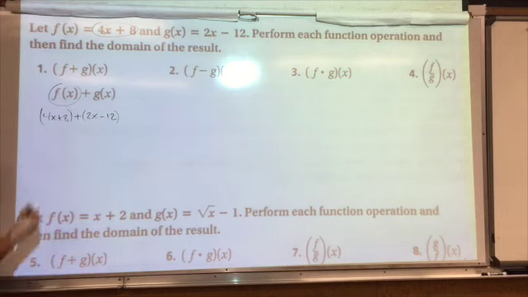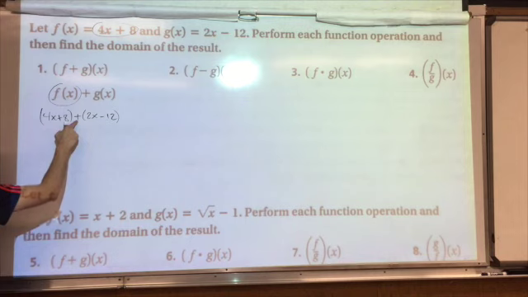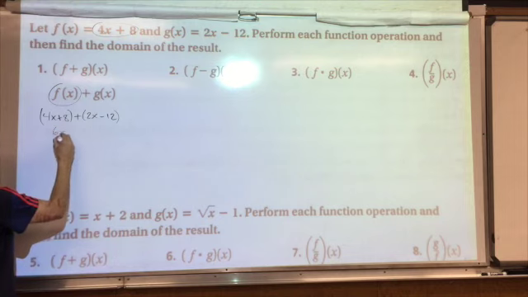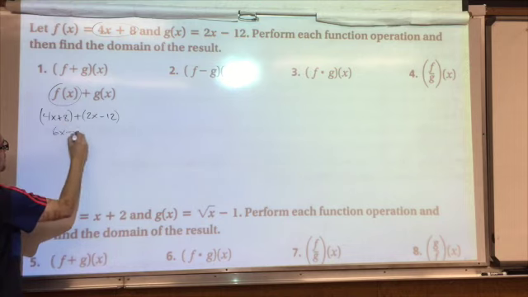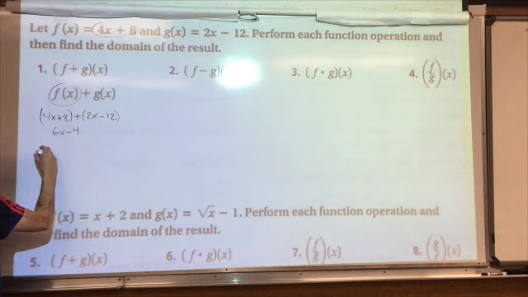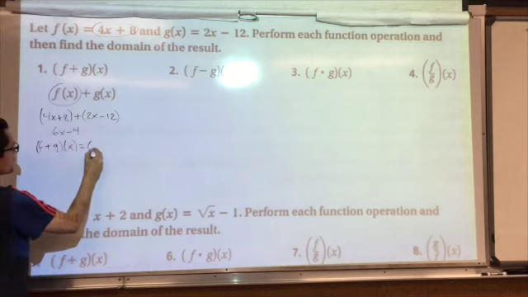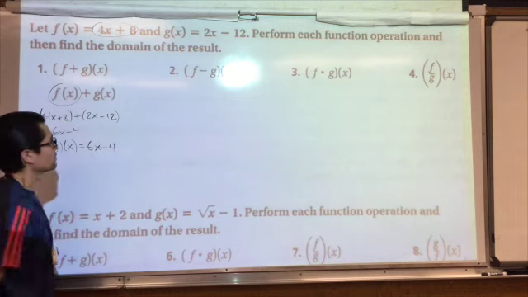I add those two together, combine any like terms that I see. See the addition sign. Don't try to FOIL here, okay? This is not multiplication. This is addition. 4x plus 2x is 6x. And positive 8 and negative 12 make negative 4. There's my result. F plus g of x is 6x minus 4.